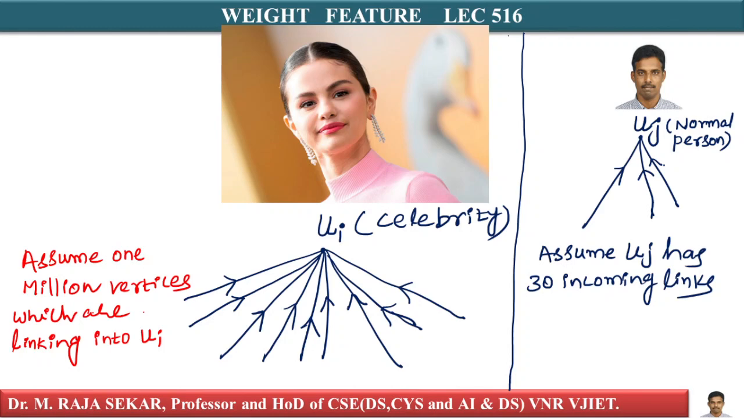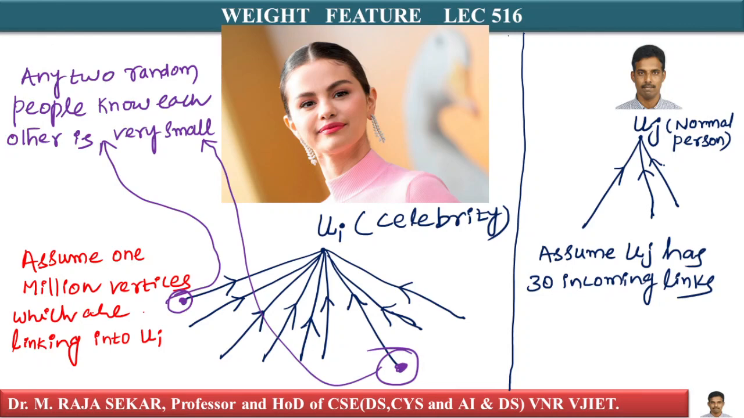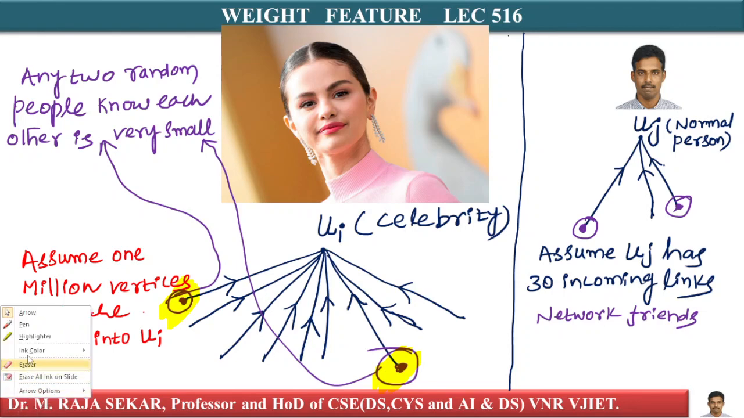Now because UI is a celebrity, the chance that any two random people linking into UI know each other is very small. But UJ is not a celebrity, and probably the network is a network of friends. In the case of UJ, the probability that a random person here knows another random person here is very likely.